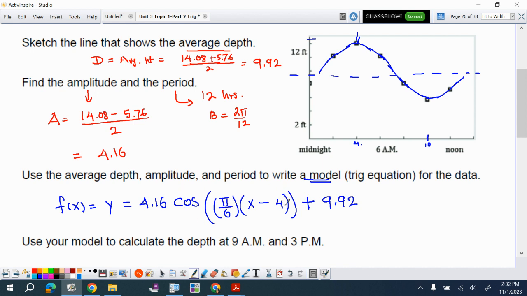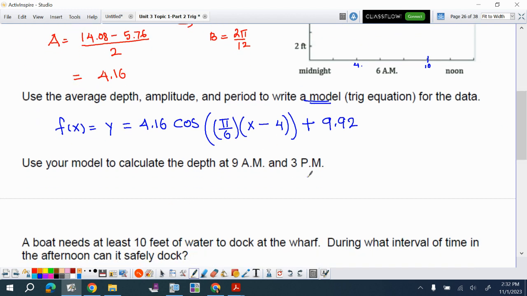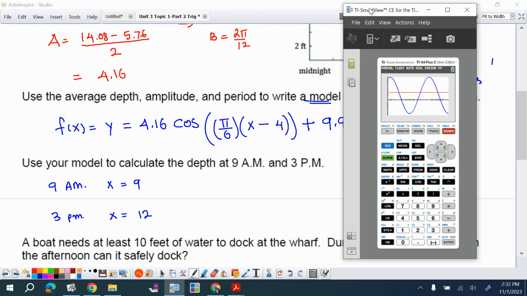Okay, so use your model to find the depth at 9 a.m. and 3 p.m. So 9 a.m. means x is equal to 9, and 3 p.m. means x is equal to 15, because you start at midnight. So noon is 12, and 3 p.m. is 12 plus 3, which is 15. Okay, so let's take out the calculator, and one more time, I'm going to show you how to use the calculator.